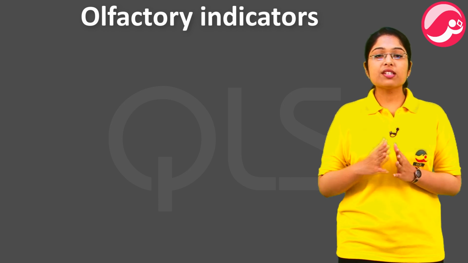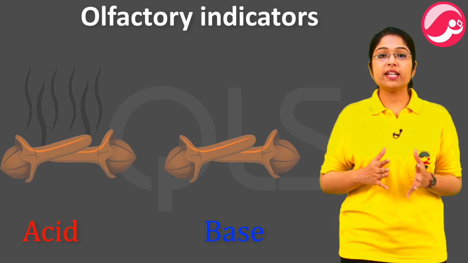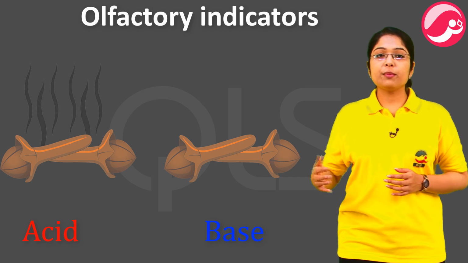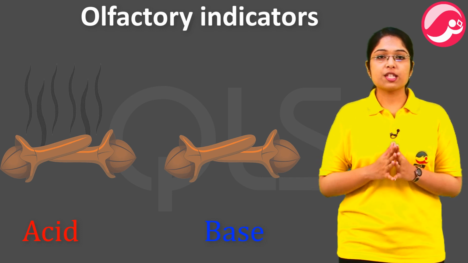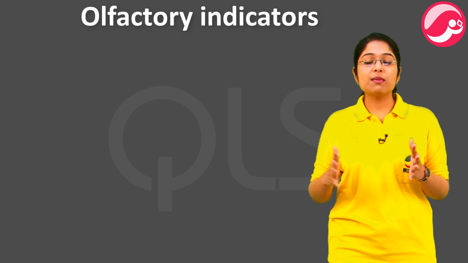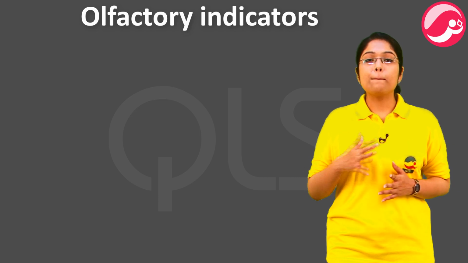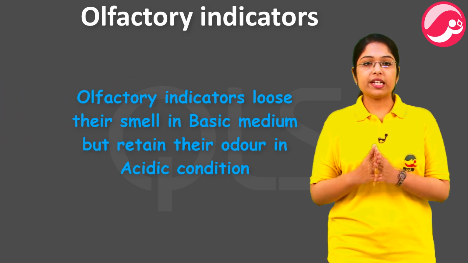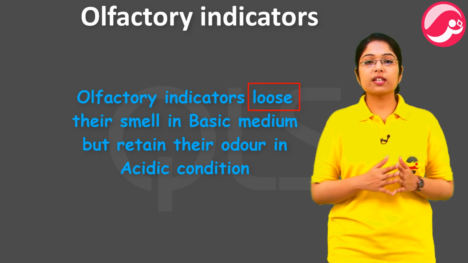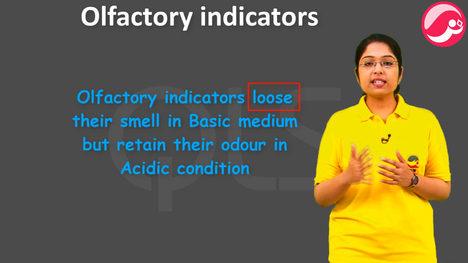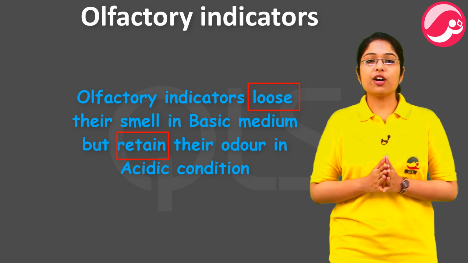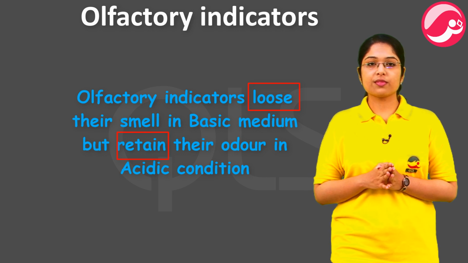Also, the characteristic smell of clove can be smelled in acidic medium, but in basic medium, it also loses its smell. So, हम इससे क्या conclude कर सकते हैं? Basic medium में olfactory indicators अपनी odor lose कर देते हैं, but in acidic conditions, they retain their odor.